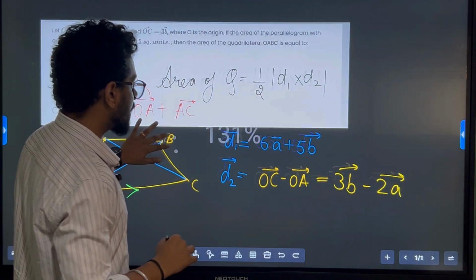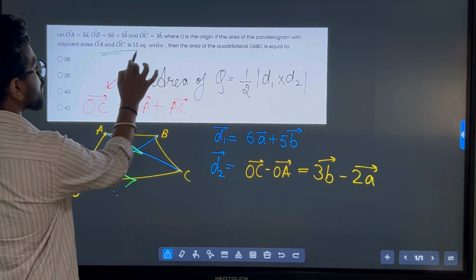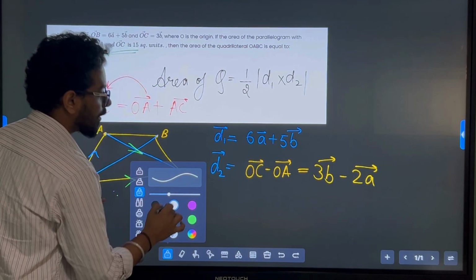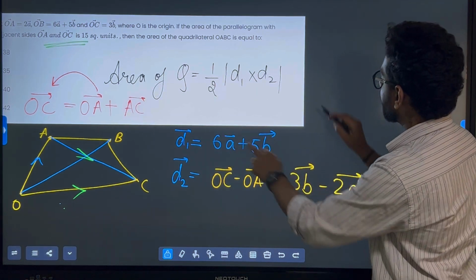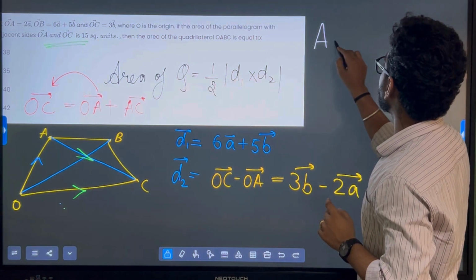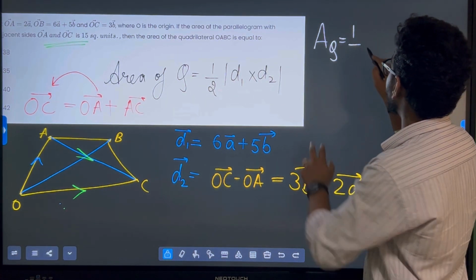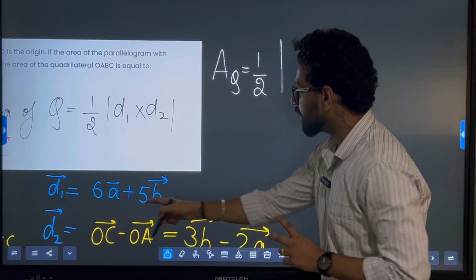Let's calculate this and see whatever we need, because we haven't used this information yet. We will use it, guys, but let's wait. Now here, I'm going to multiply this d1 cross d2 magnitude. So the area of the quadrilateral is equal to 1 by 2 times the magnitude of d1 cross d2.